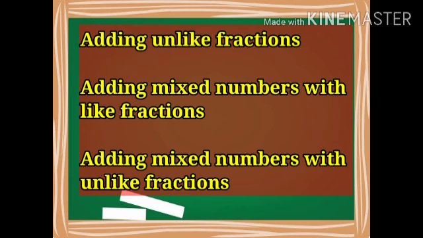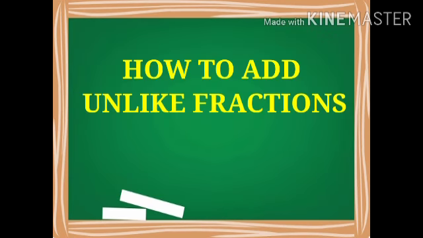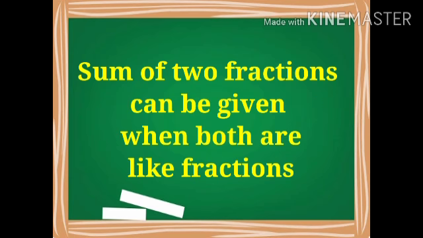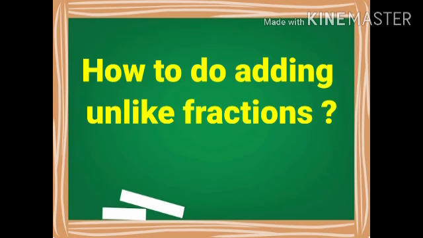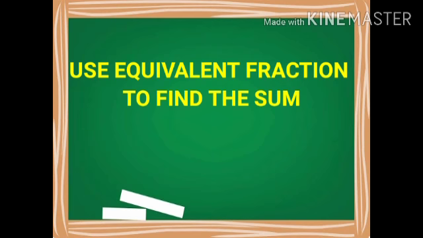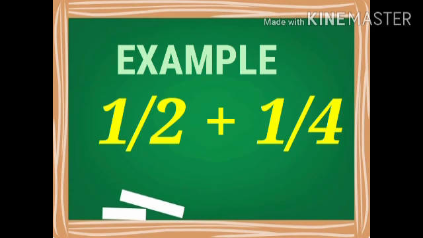Come on, children, let us start learning how to add unlike fractions. Before we go into the steps, we should remember that the sum of two fractions can be given when both the fractions are like fractions. Then how do we add unlike fractions? Yes, you're correct. We are going to make use of equivalent fractions and find the sum. Let's start with an example: 1 by 2 plus 1 by 4.